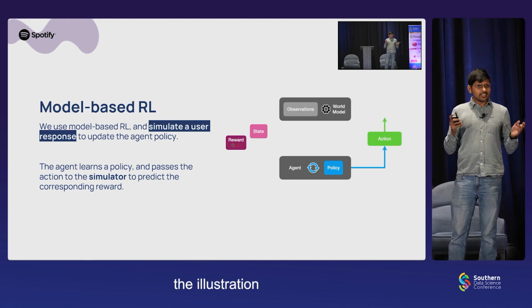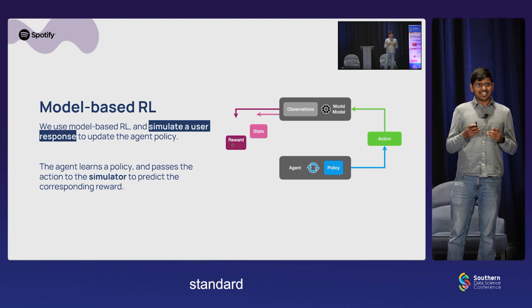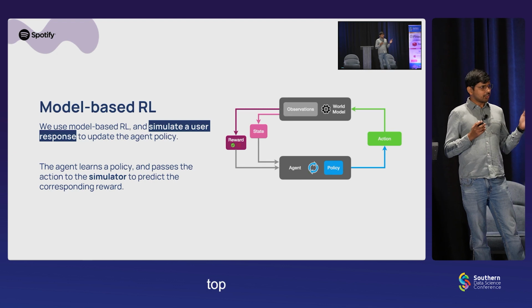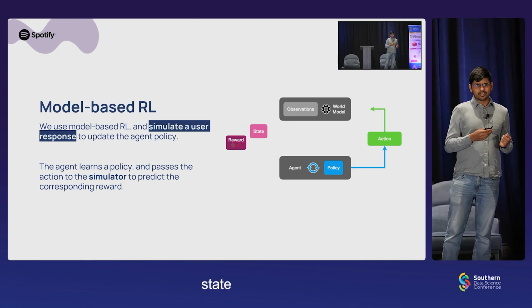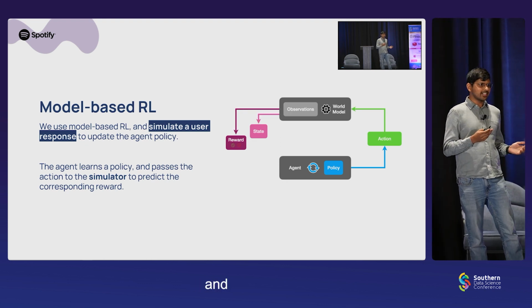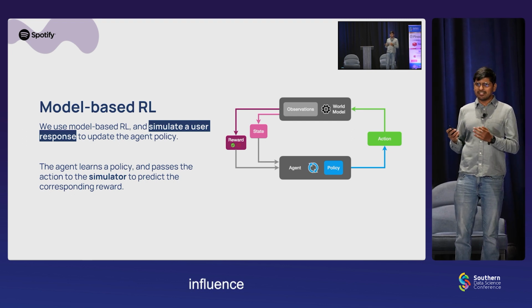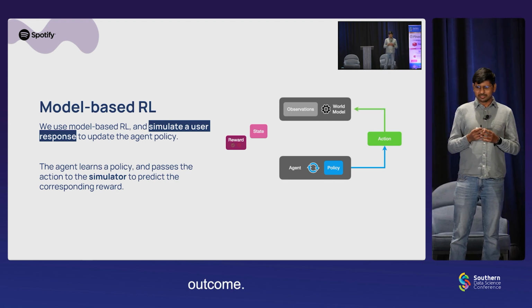So, the illustration on the left side is a standard schematic representation of reinforcement learning. The top gray box is the environment that emits a state, and the bottom gray box is an agent that consumes the state and produces an action. This action is meant to influence something in the environment towards a favorable outcome.